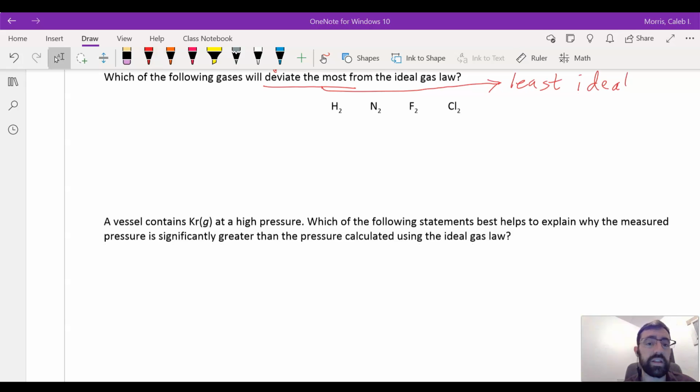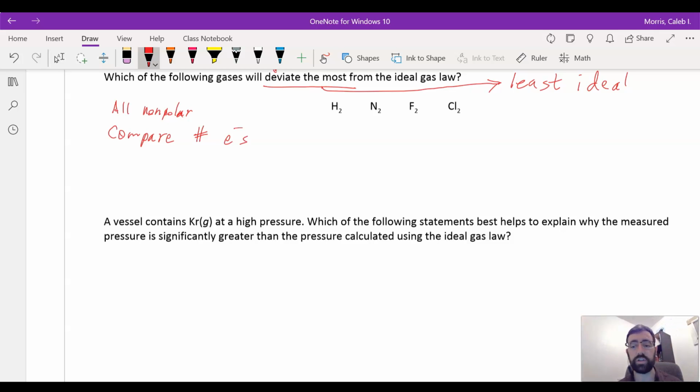Now this one is a little bit different because all of these are nonpolar. If you have a bunch of nonpolar molecules, the only thing that we could do is compare the size of the electron cloud or the number of electrons. So since they're all nonpolar, we're going to compare the total number of electrons.